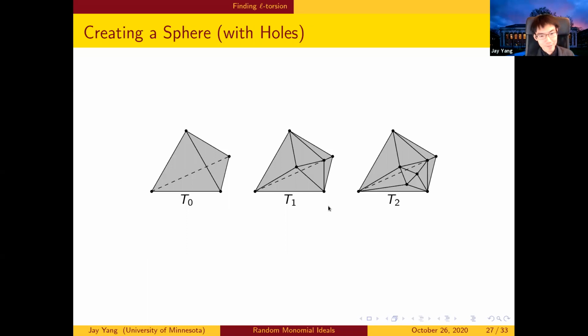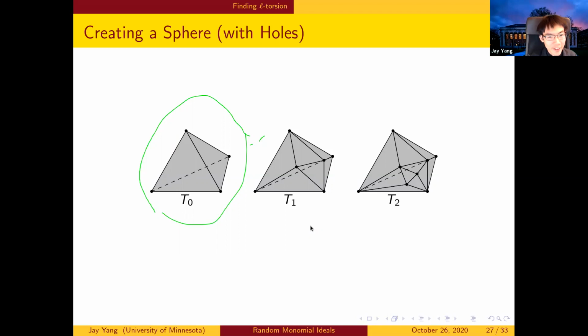And so the first step is to construct a sphere with holes. Right? So you take this thing. First step is actually not a flag complex, but the second step, T1, is a flag complex already. And so at every step, we preserve that property of being a flag complex. Right? After T1, at every step, it is a flag complex. So that gives us a flag complex, which is a sphere.